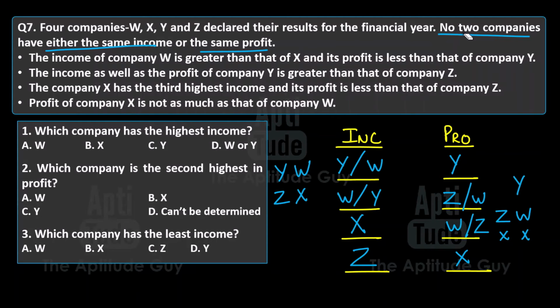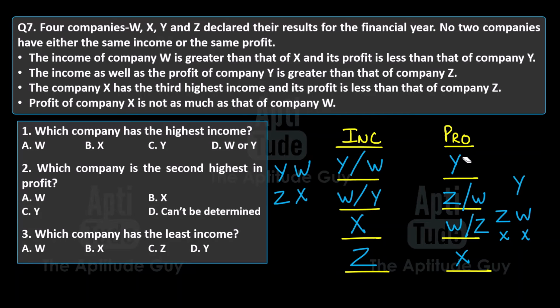But you are reading this line wrong. It means no two companies have either the same income or the same profit means that two companies don't have the same income. That means two companies together cannot share a rank. That means W and Y together cannot be first here. Z and W together cannot be second here. If Y is first, W is second. If W is first, Y is second. That is how it is. Everybody has a different income and different profit. No sharing business over here.